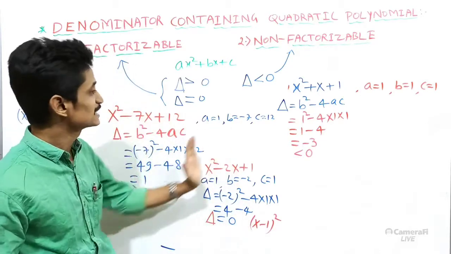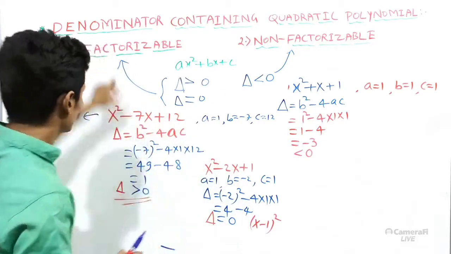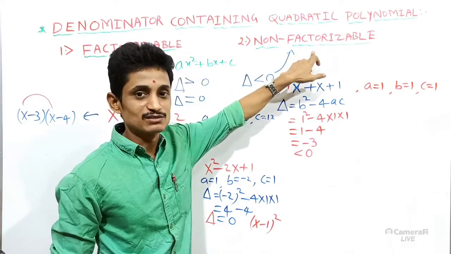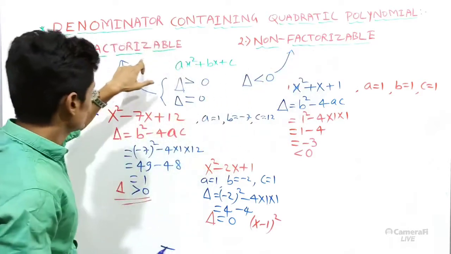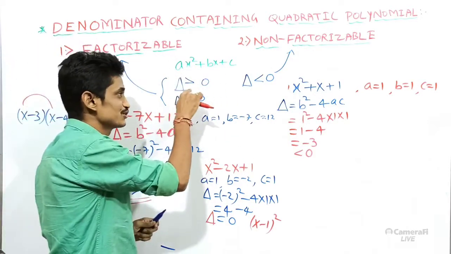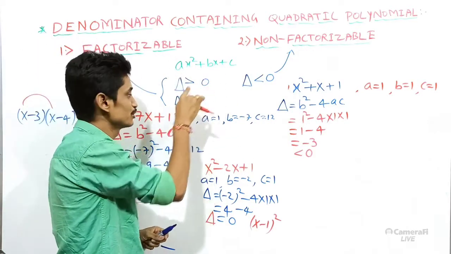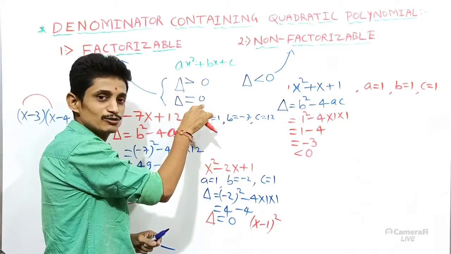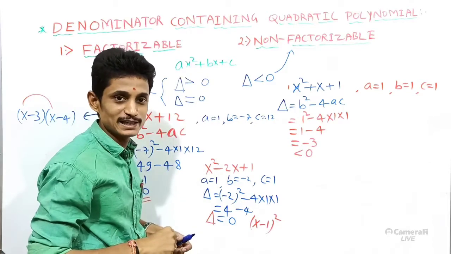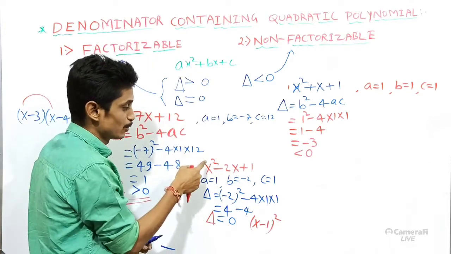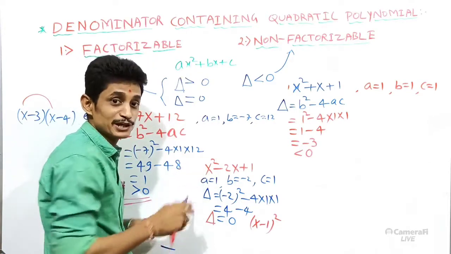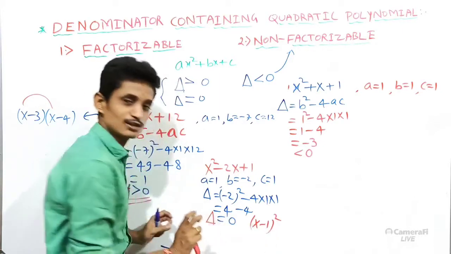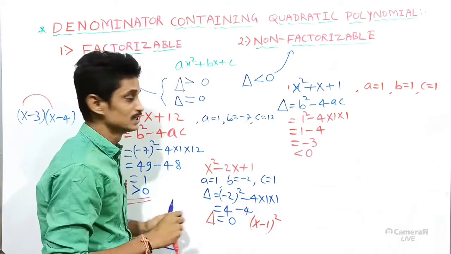Once you look at these 3 examples, one is factorizable, another is non-factorizable. Factorizable means the discriminant is either greater than 0 or equal to 0. When the discriminant is equal to 0, you get equal roots. A polynomial whose degree is 2 has 2 roots, that is x equal to 1, x equal to 1 itself, same root.